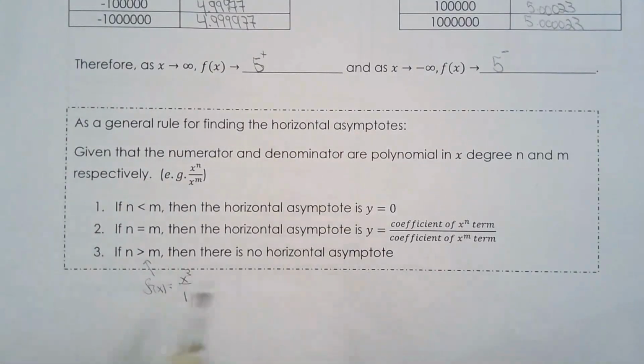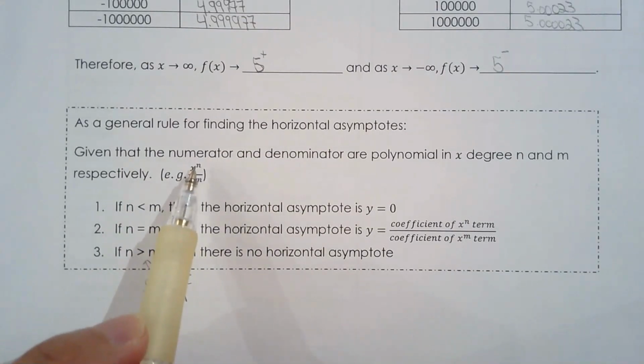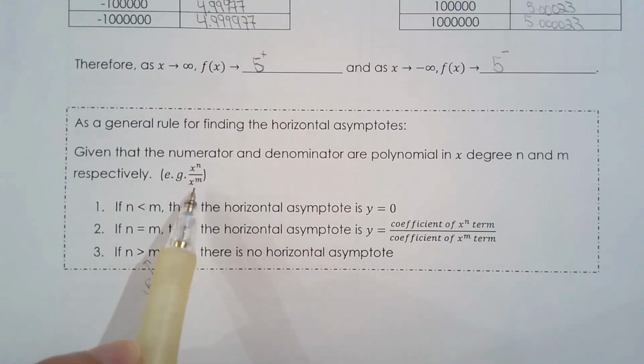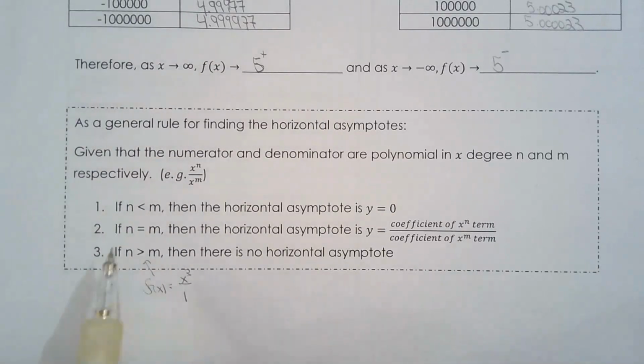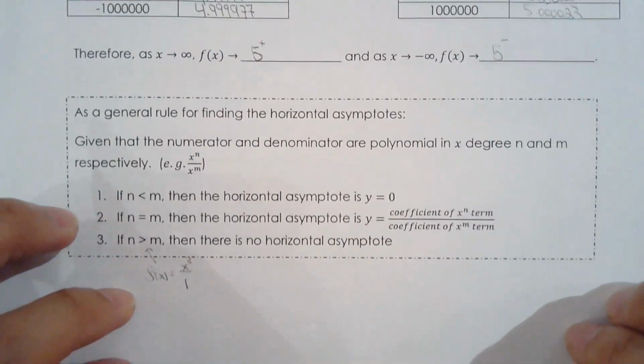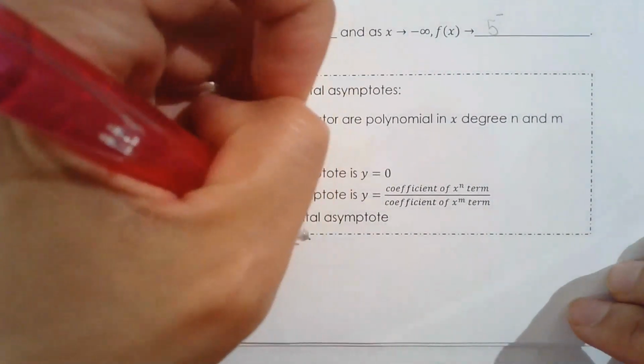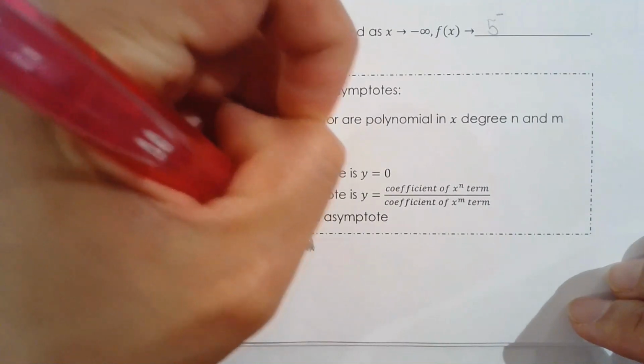Okay, so let's summarize. If the denominator outgrows the numerator, we approach 0. If the numerator outgrows the denominator, then there is absolutely no horizontal asymptote. We're not approaching anything. So what we're going to focus on is the scenario where the degrees are the same. So we're going to study the function that we studied earlier: 5x plus 3 over x minus 4.